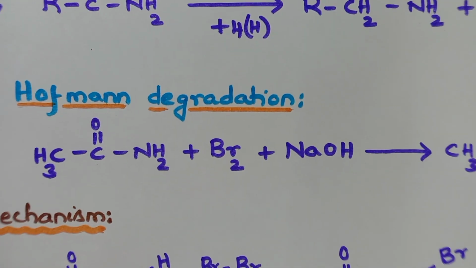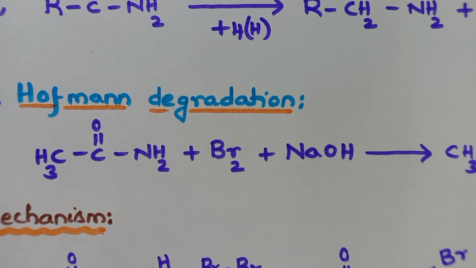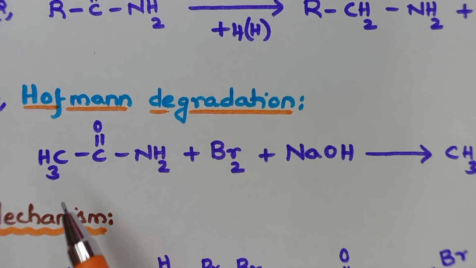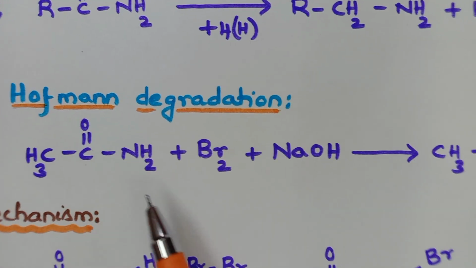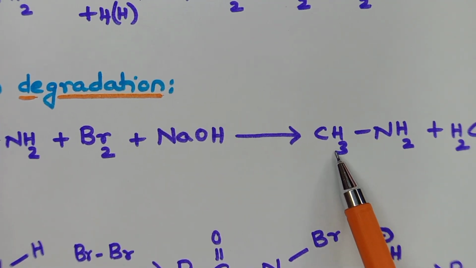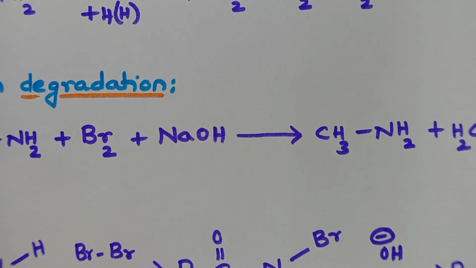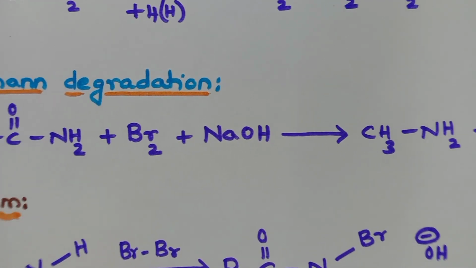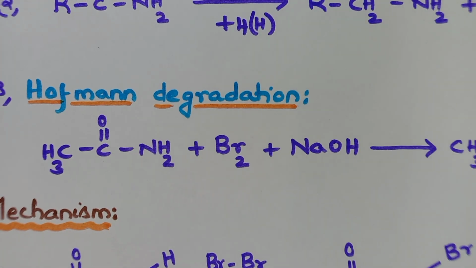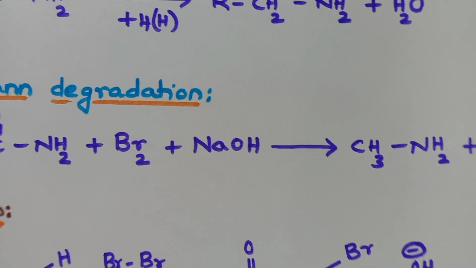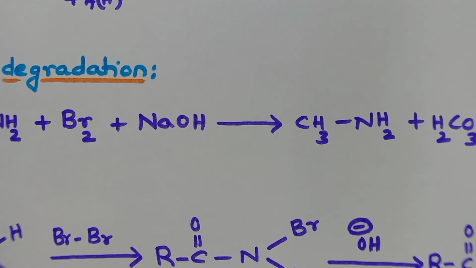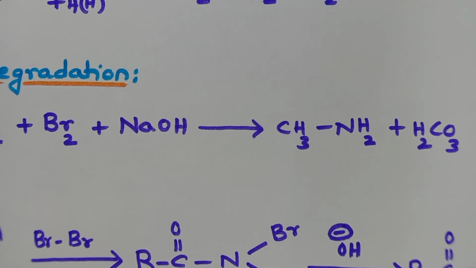So what happened here? Look at the name. The name is degradation. Here, how many carbons are there? 2 carbons. The product that we are getting has only 1 carbon. So degradation. Okay, there is a reduction in the number of carbons. Hence it is called degradation. Hofmann degradation. Acetamide being converted into methylamine in the presence of NaOH on bromination.